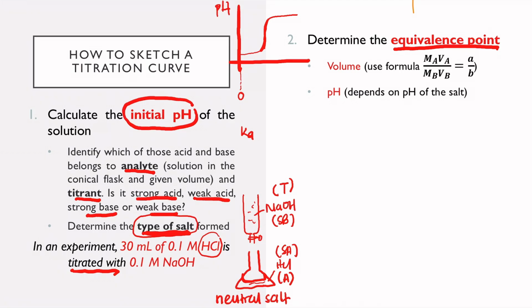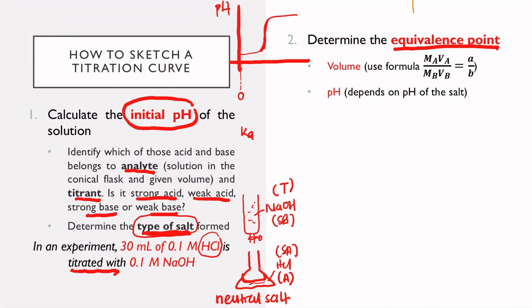Okay, so how to determine the equivalence point? You will find the volume. Okay, find the volume at equivalence point using the formula MAVA over MBVB macam tu, atau awak boleh guna ICE table juga. ICE pula ICF table. Okay, and then you can find the pH value. Depends on the pH of the salt. Okay, right. So maksudnya kalau awak tahu yang the salt that you get is a neutral salt, then you know that the pH will be 7.